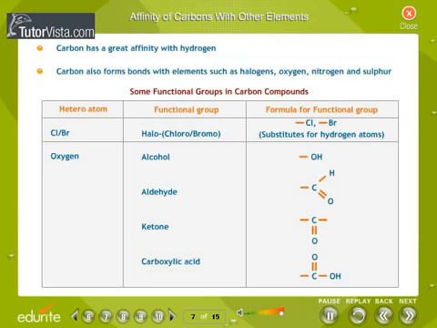In a hydrocarbon chain, one or more hydrogen atoms can be replaced by these elements, such that the valency of carbon remains satisfied. In such compounds, the element replacing hydrogen is often referred to as a heteroatom. These heteroatoms confer special properties to the compound, regardless of the length and nature of the carbon chain, and hence are called functional groups.